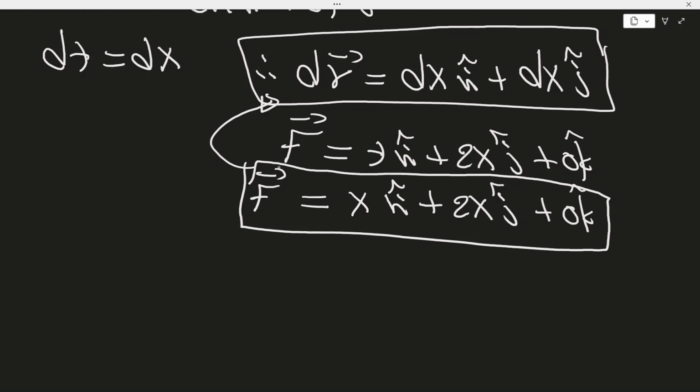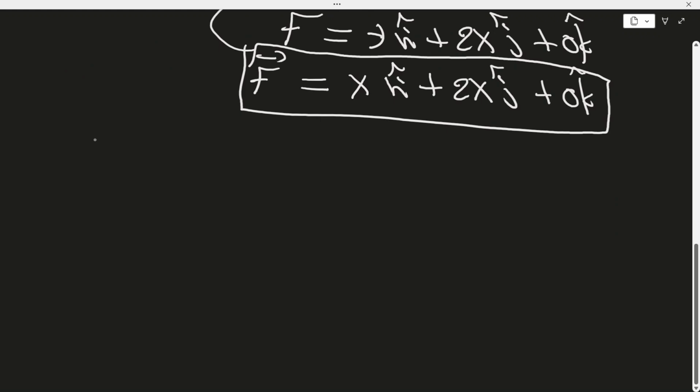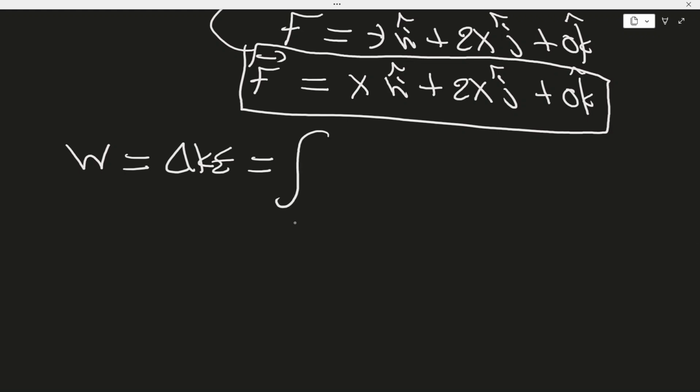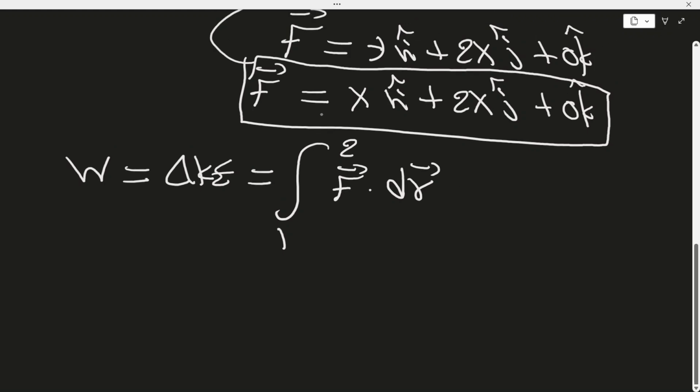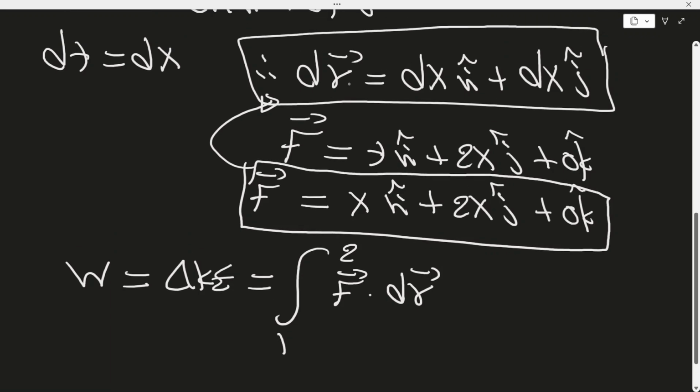So that I can be ready to take the integral to calculate my work, or the change in kinetic energy. Now, the equation, work, which is equal to the change in kinetic energy, is nothing but the integral from point 1 to point 2 of force dot dr. So let us take the dot product, then we put this dot product back into this integral, and take the integral. Let's take the dot product of F and dr.